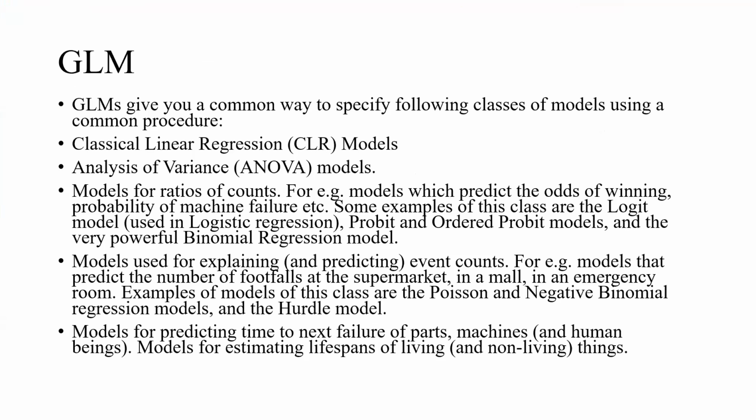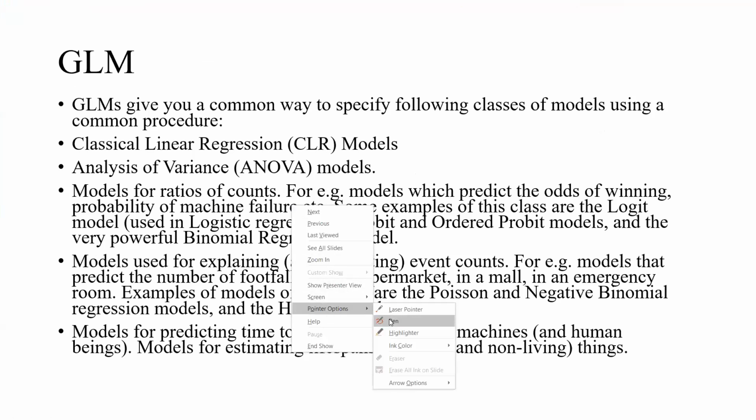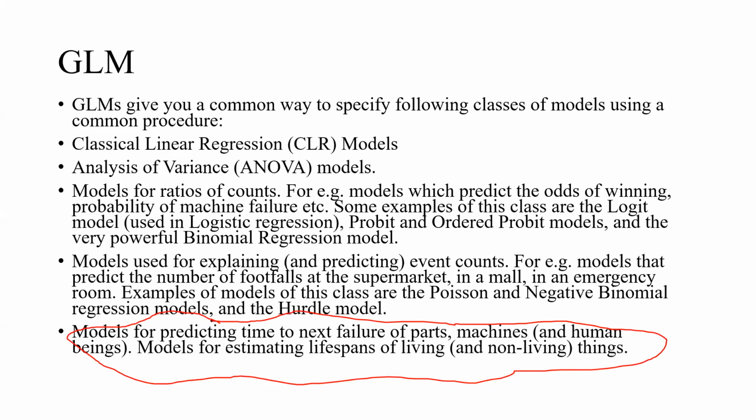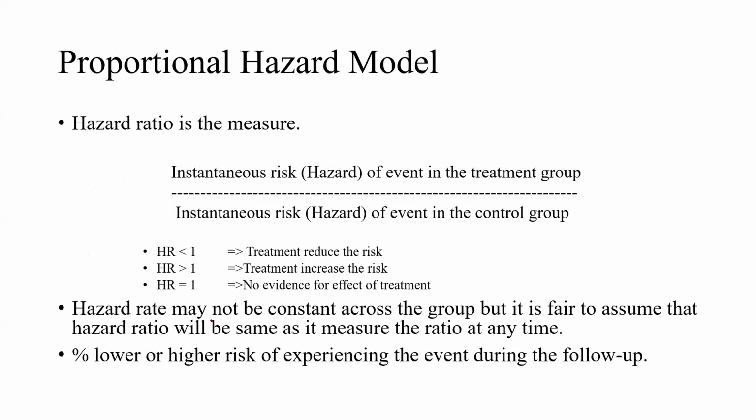So this is a slide from the GLM sessions. We have seen that GLM is a common way to specify different classes of models, which are present in regression analysis. In that GLM, we have seen these models for predicting time to next failure of parts, or such separate models which will handle regression models for this time-to-event type of data. So just for a recap, I included this slide in this session. There are many different models, but a very commonly used model is the proportional hazard model, or Cox proportional hazard model, or Cox PH model in survival analysis.